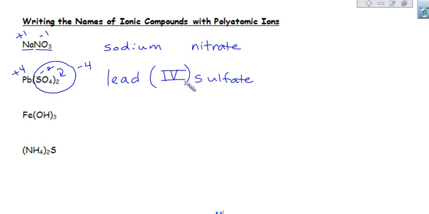Lead 4 sulfate. SO4, the polyatomic sulfate. Similar with the next one. Iron is a transition metal, so I know I'll need the Roman numeral. And then OH, it's in parentheses, so I know to look on my chart.